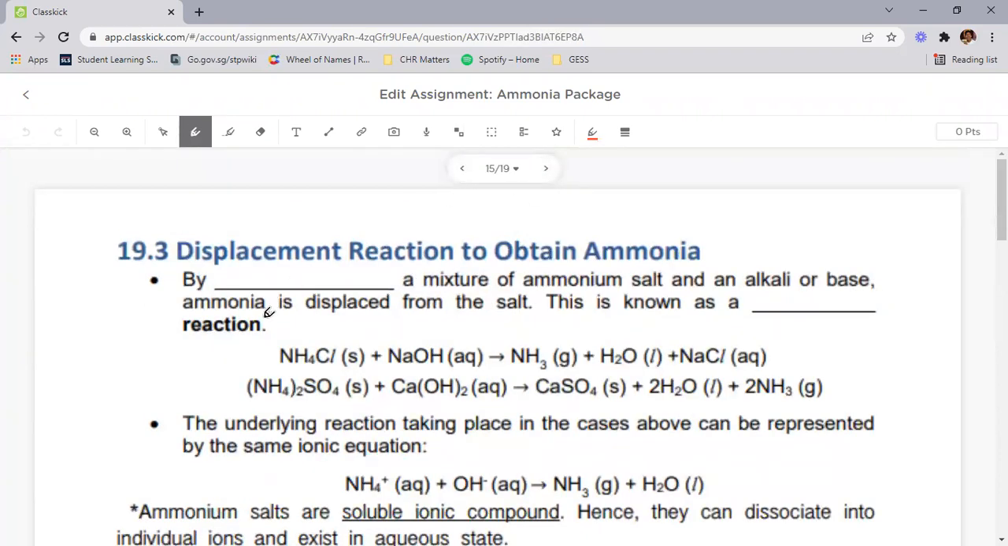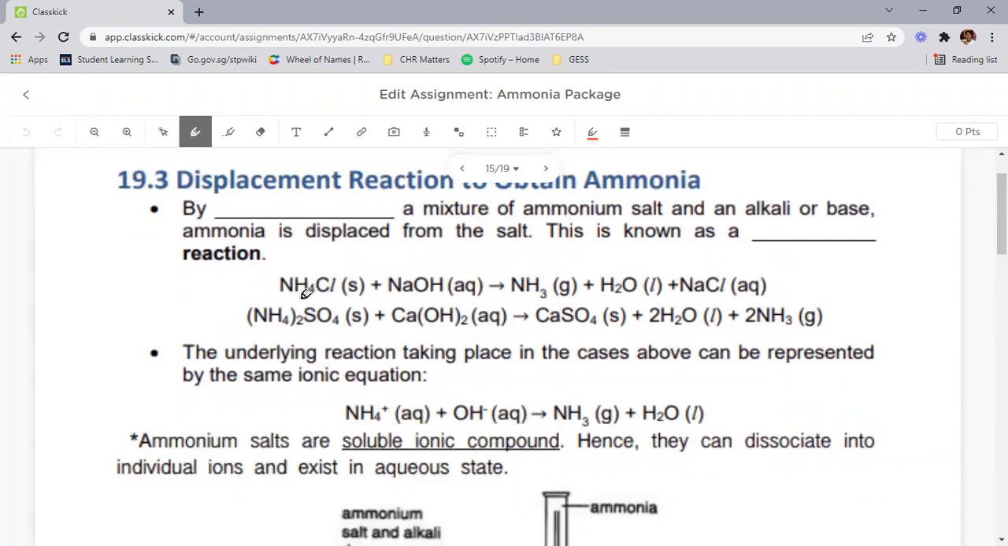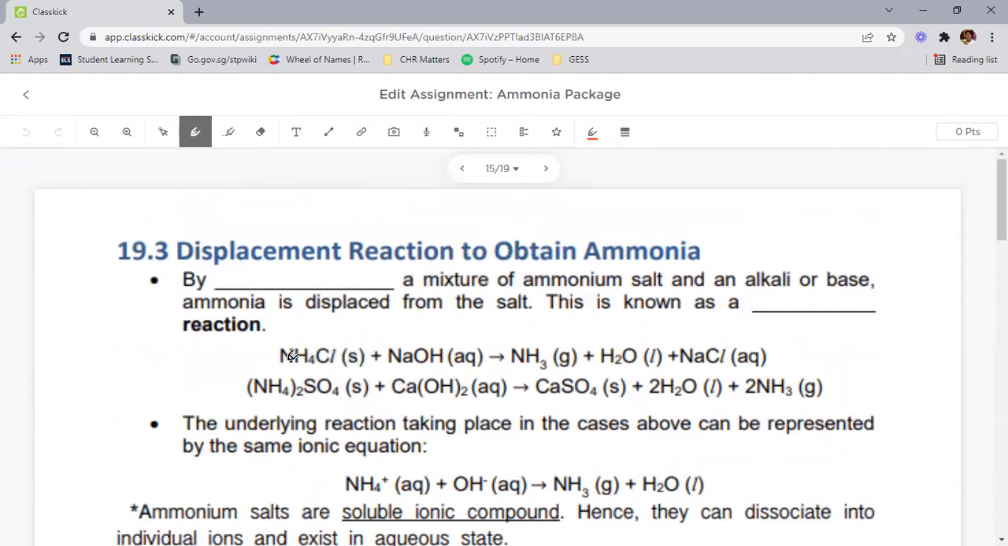Now let's go to slide 15. This one is actually a little bit easier. Why do I say it's a little bit easier? Because you have covered this back in your acids and bases. What do I mean by that? Do you realize that this is actually ammonium salt reacting with alkali? What's your product? You actually get ammonia, water, and the salt itself. So you have covered a bit of this in the chapter of acids and bases.